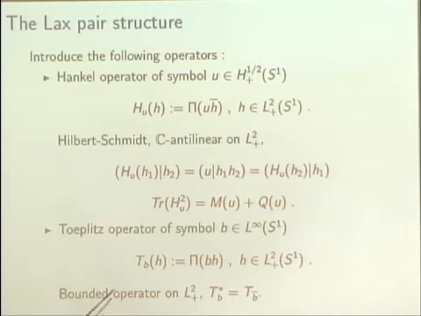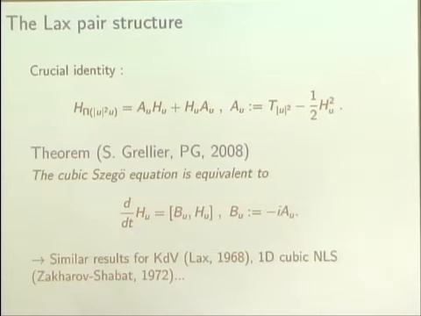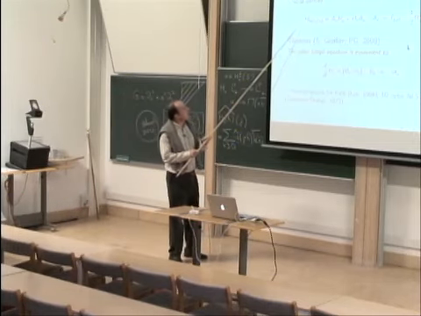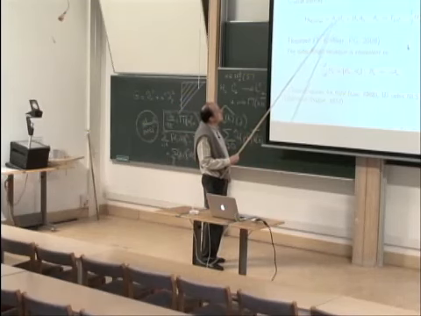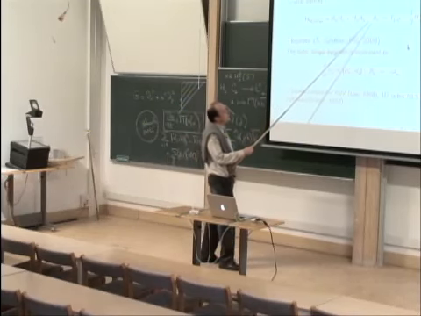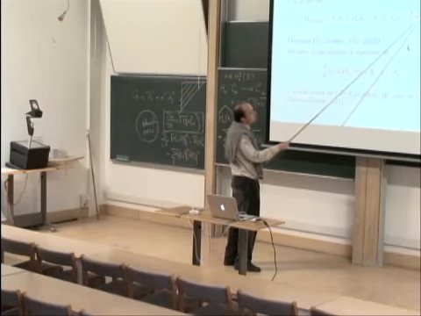Now, this Toeplitz operator is a bounded operator on L2 plus. It's very easy to see. And its adjoint is exactly the Toeplitz operator associated to the complex conjugation of b. Now, the nice point is that you have a magic formula. The magic formula is that if you look at the right-hand side of my cubic Szegő equation, pi of |u| squared u, for any u, and you compute the Hankel operator associated to this right-hand side, you have this decomposition, Au Hu plus Hu Au, where Au is this, the Toeplitz operator associated to |u| squared minus a half of Hu squared.